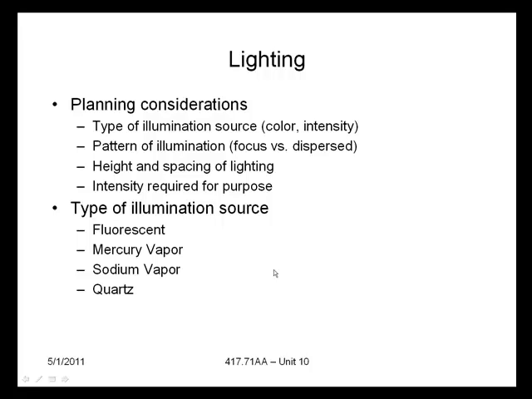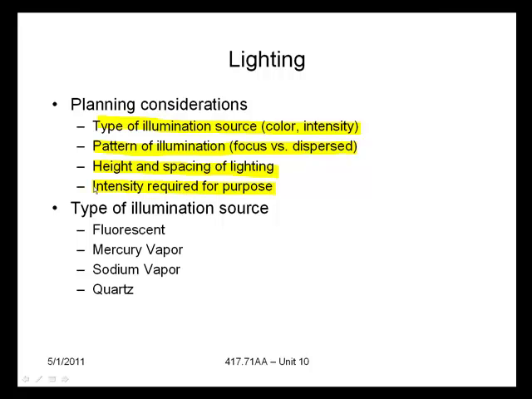Now, lighting, perimeter lighting, exterior lighting is very important for security. Lighting is covered on pages 603 to 605 of the textbook. In terms of planning lighting, you need to look at the type of illumination source. What is the color? What is the intensity? The pattern, is it focused or dispersed? Those have different functions depending on what you're trying to do. Height and spacing and intensity required for purpose.